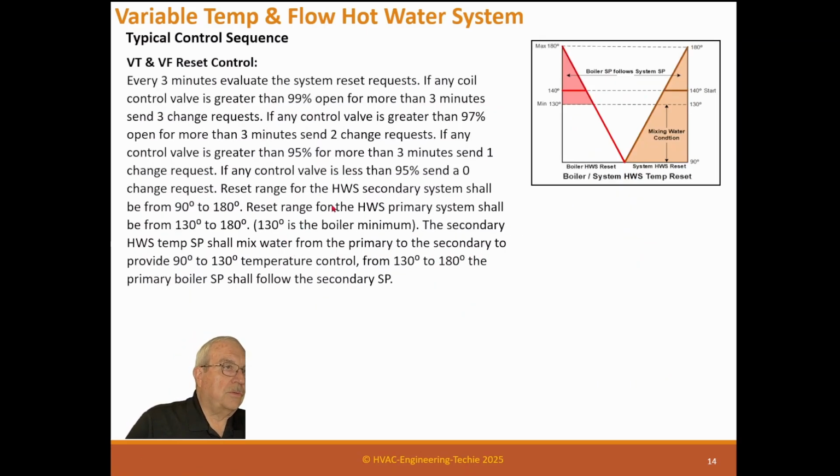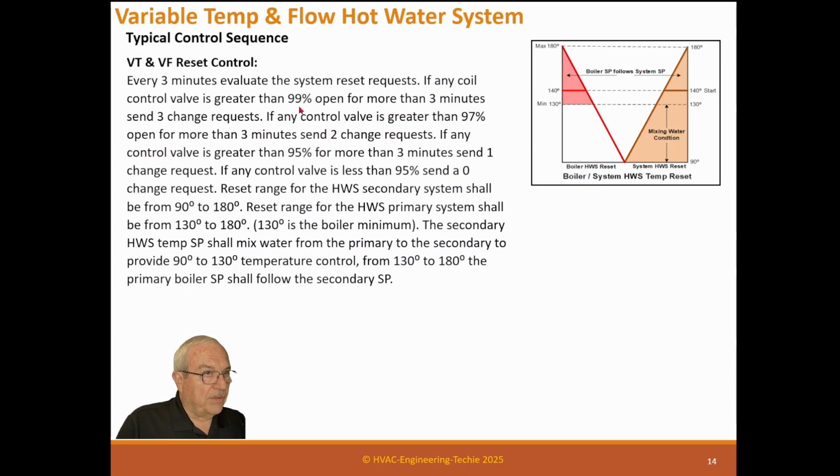So here's the actual variable flow reset sequence. Every 3 minutes, evaluate the system reset request. If any coil control valve is greater than 99% open for more than 3 minutes. Now on the last video, I actually made a mistake here and I said 6 minutes. When I made this, I was thinking about the delay time, which I have as 6 minutes. But this should be three, because we don't do any of these until after the 6 minutes.